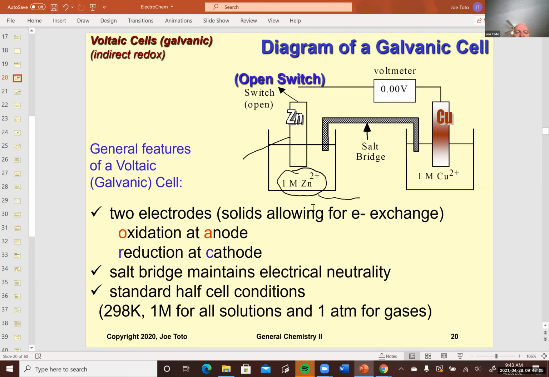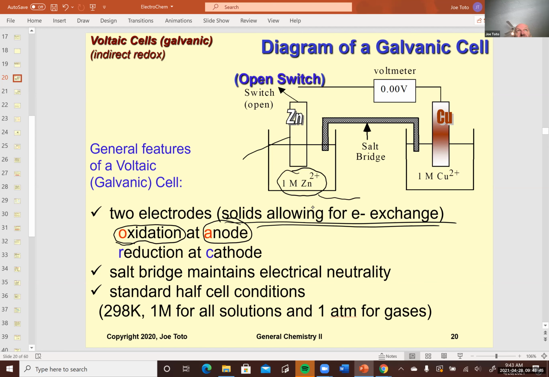And the definition of an electrode is any solid surface that allows for an exchange of electrons. So that exchange can be either a gaining or a losing of electrons. And when it's a losing of electrons, we call that electrode an anode. And you could remember that because losing electrons is oxidation, and that begins with a vowel, and anode begins with a vowel, the O and the A.